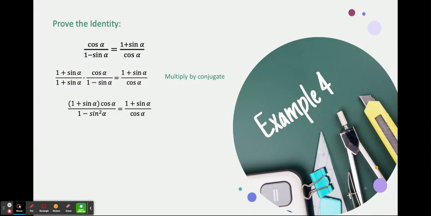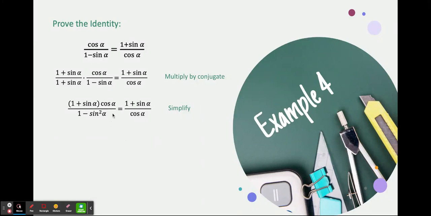Now notice I didn't distribute my cosine on top. That's because ultimately I know that I want a 1 plus sine left on top. Keep your eye on the prize. Keep focused on the side of the equation so that you know what you need. Now the only thing we did here was multiply everything out.